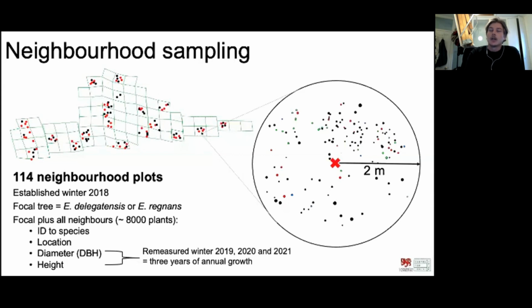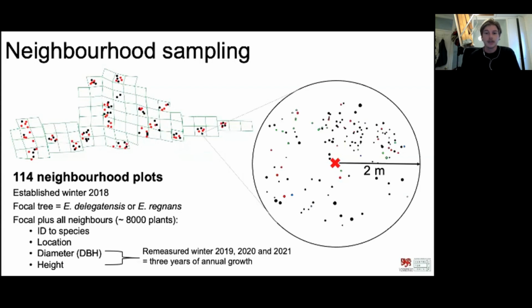And then in total, we mapped and measured nearly 8,000 plants spread out across all these 114 neighbourhood plots. These ranged in density from some with about 10 plants in total to others with about 170 plants just within this 2 metre radius. So really high densities in some. This also ranged in composition as well. Some were essentially eucalypt monocultures, so all just one species, to others that had a nice range of all 4 species.